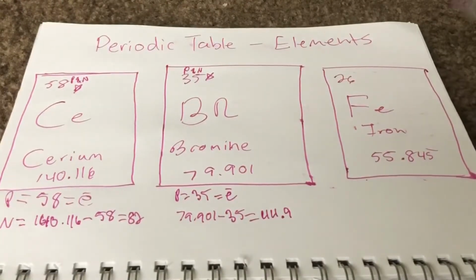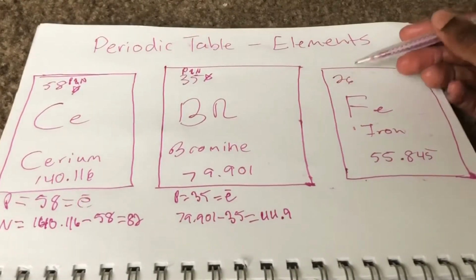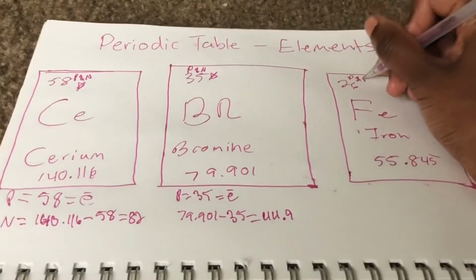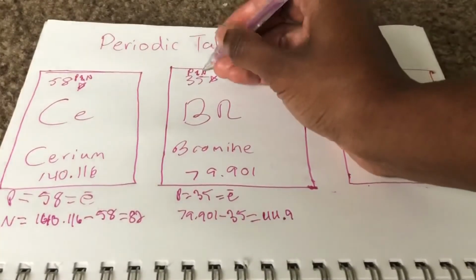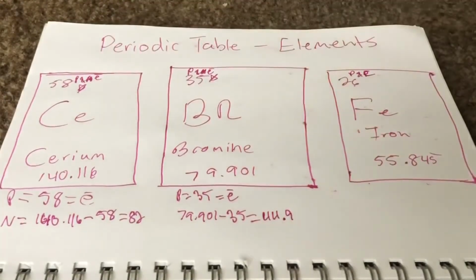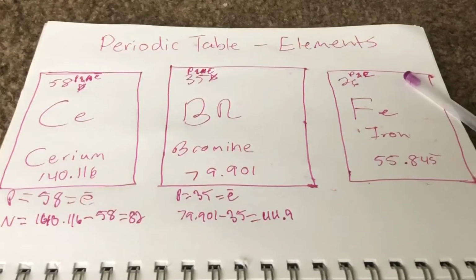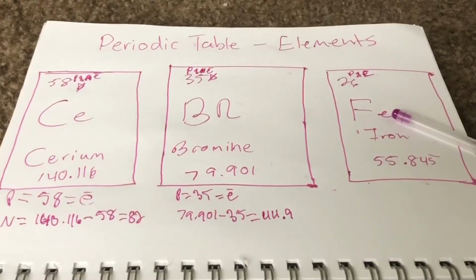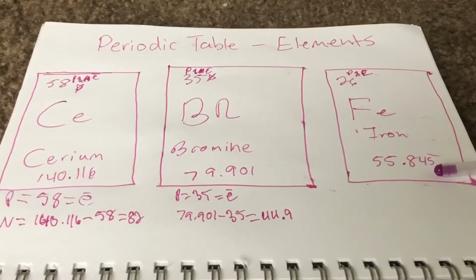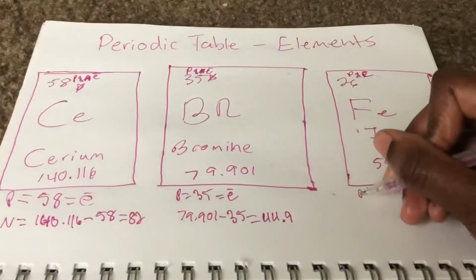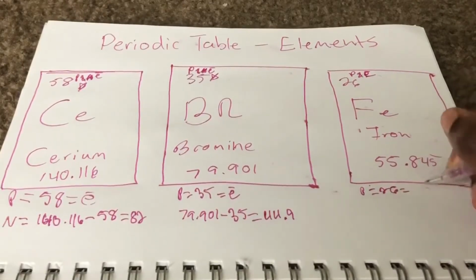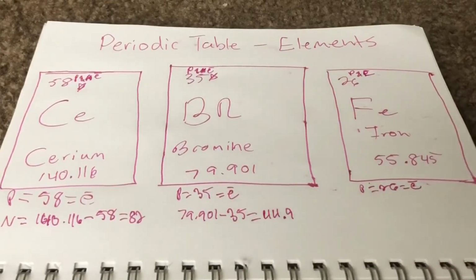So let's look at iron. Iron has an atomic number of 26, so therefore it has 26 protons, 26 electrons. I apologize. This is supposed to be electrons. Okay. And then we see that this is the abbreviation Fe, and the name is iron. It has atomic mass of 55.845.